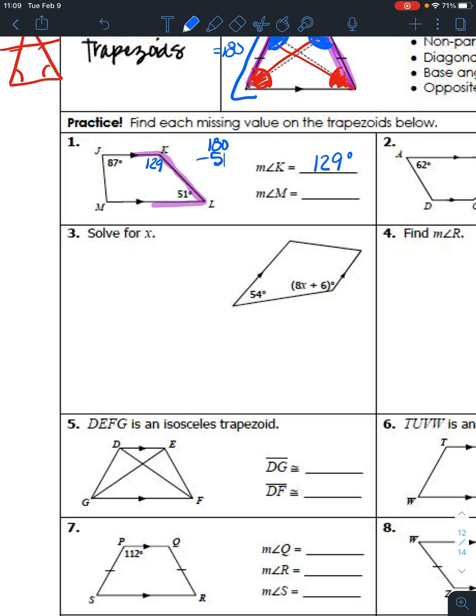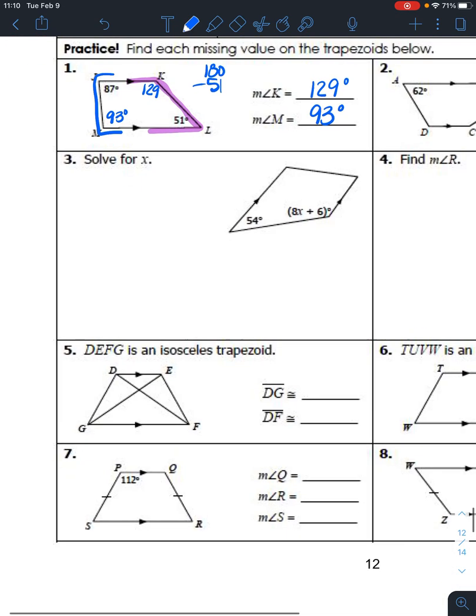Okay, so from there you can find angle M two different ways. You can use these consecutive interior angles. So we have 180 minus 87, and we get that angle M is 93. Or if you were to add all four of those angles up, you would find that they add up to 360, which is what all the interior angles of a quadrilateral should add up to anyway. So that is another way you could have found that 93: add up the 87, the 129, and the 51 and subtract that from 360.